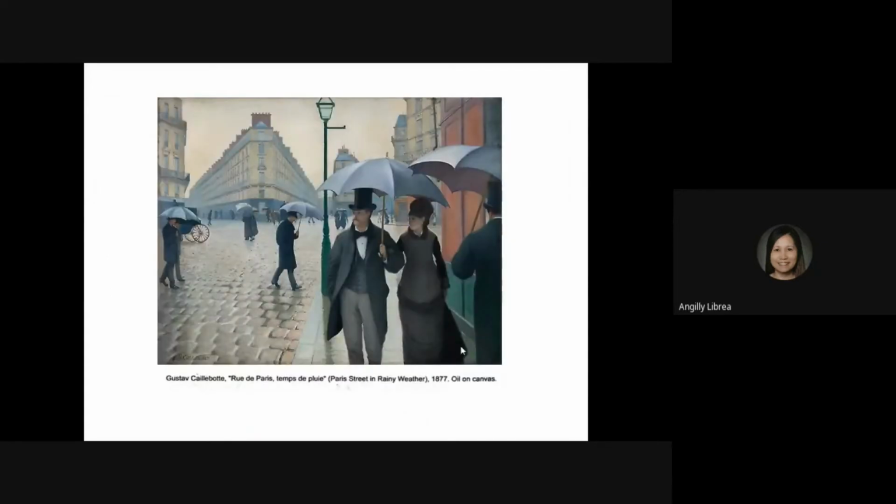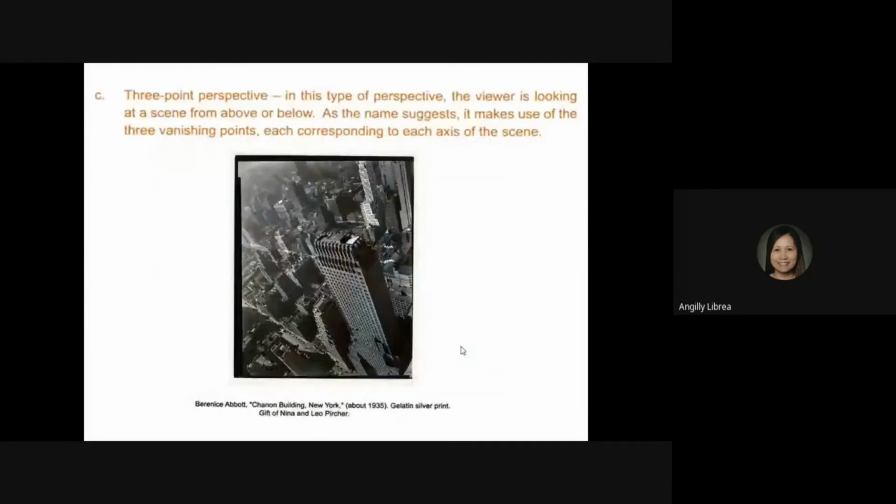Let's take a look at this one. Okay. This is Verenius Abbott, Shannon Building in New York. That was photographed in 1935. Okay.